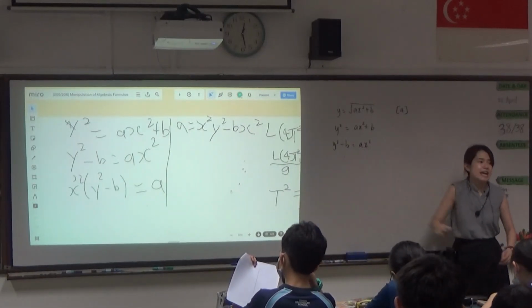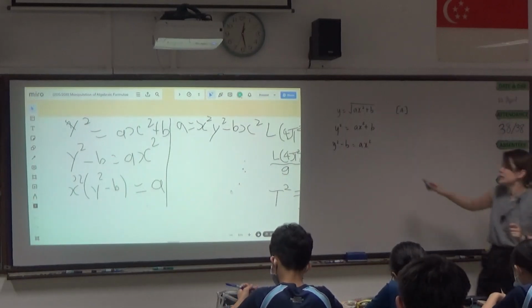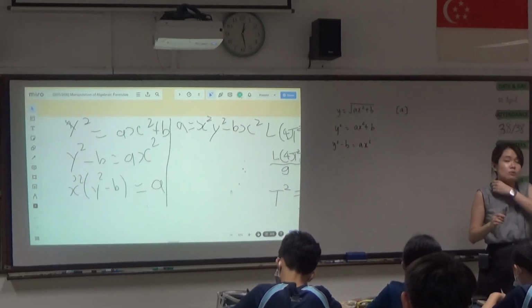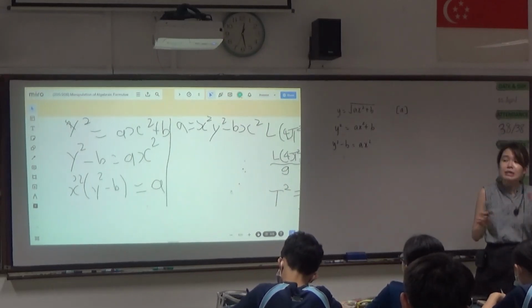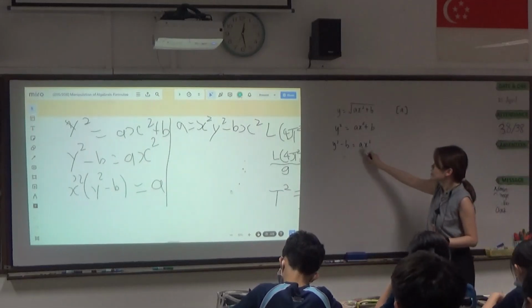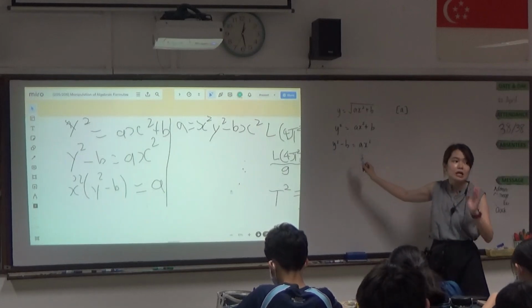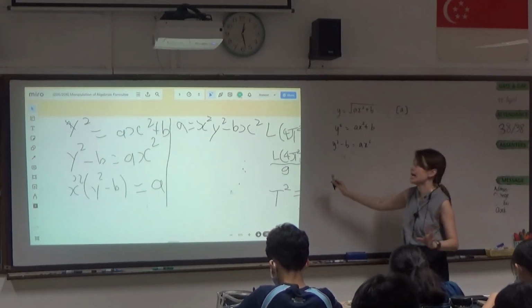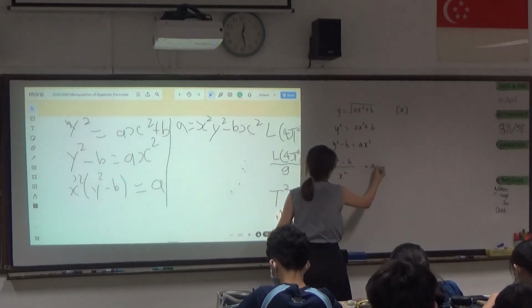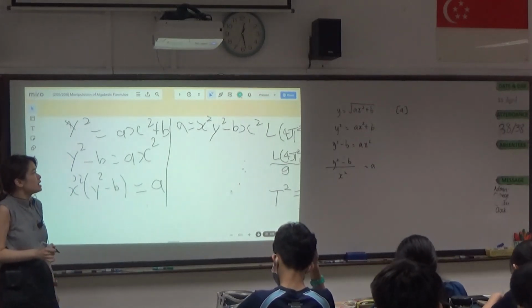Our objective is A. This is where it is important for us to know who this square belongs to. So who does it belong to? X only. It doesn't belong to the A because there are no brackets. So this is A times x squared. So if I want my A to be alone, I need to divide away the x squared. So I should be getting y squared minus b over x squared equals A.